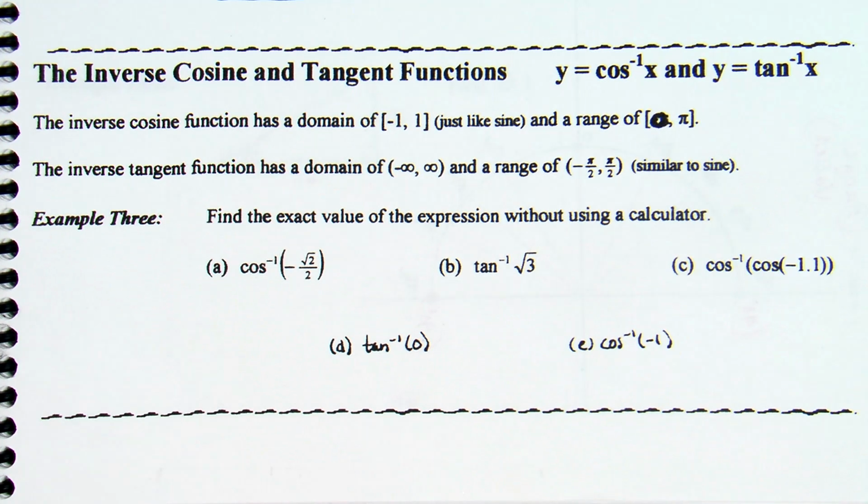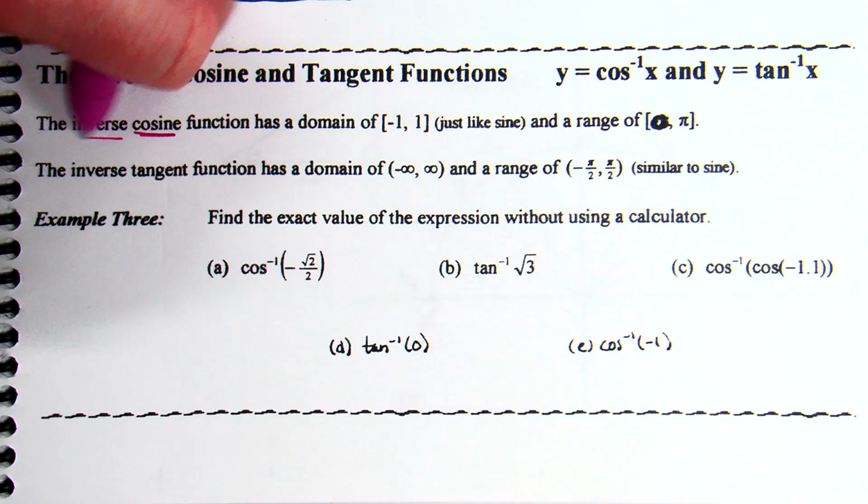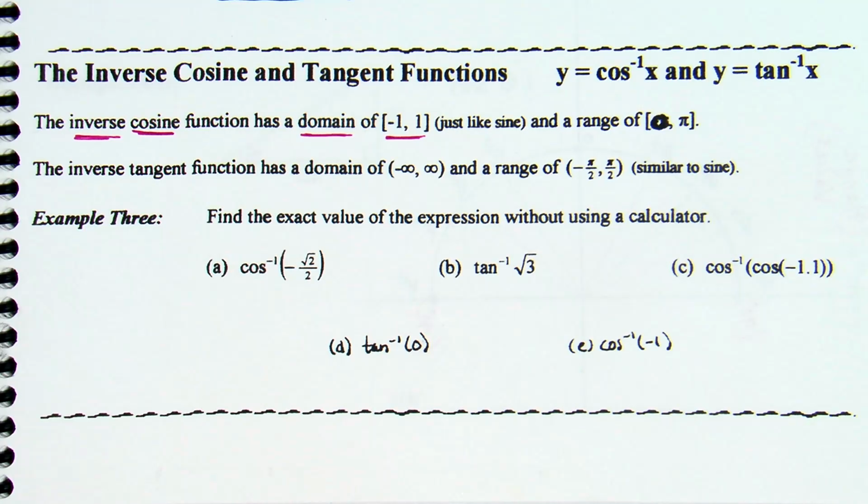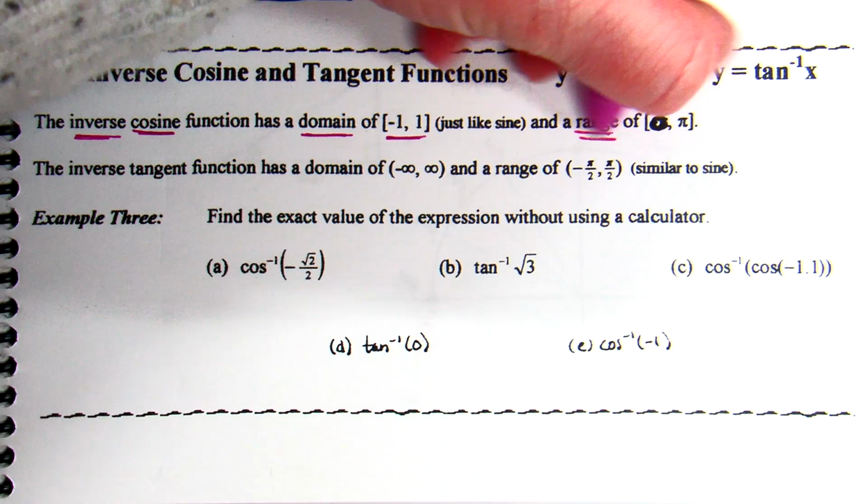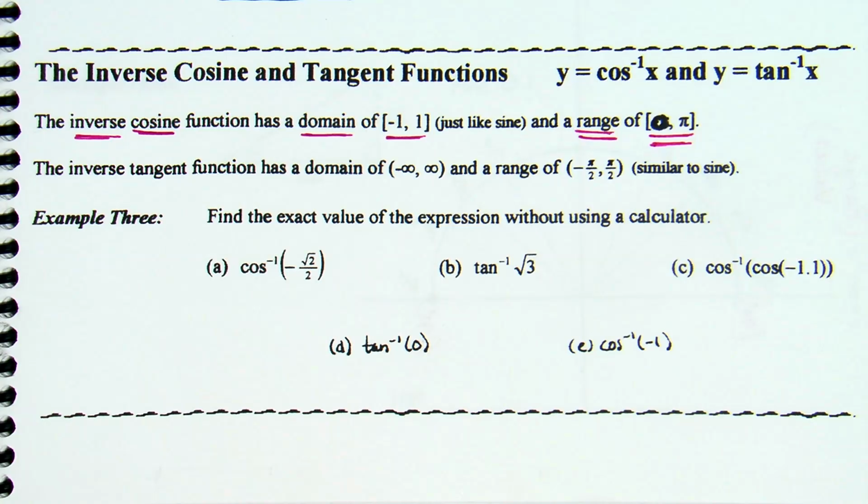Cosine, what do we know about cosine? Inverse cosine has a domain of -1 to +1. Notice it even says, just like sine, you're going -1 to +1. And a range of what? 0 to pi. Okay, think, where is 0 to pi? 0 to 180 degrees.